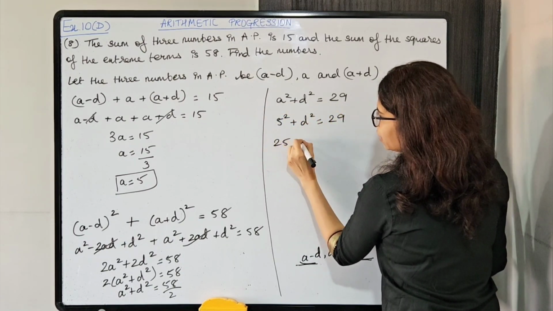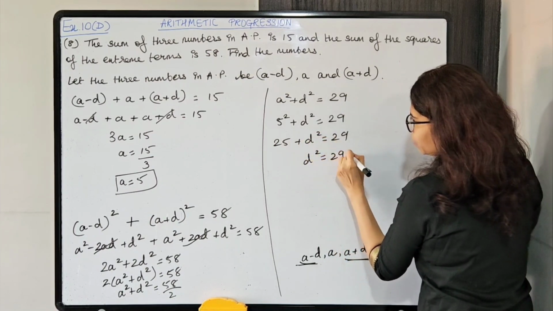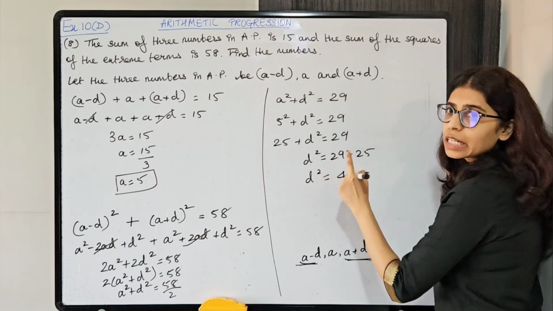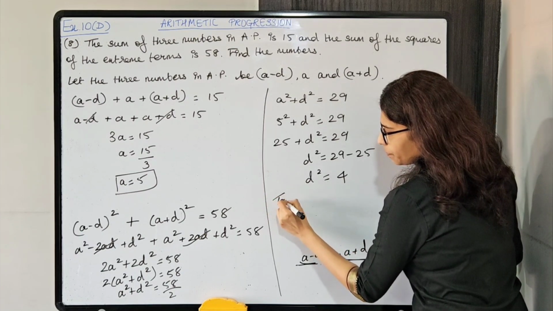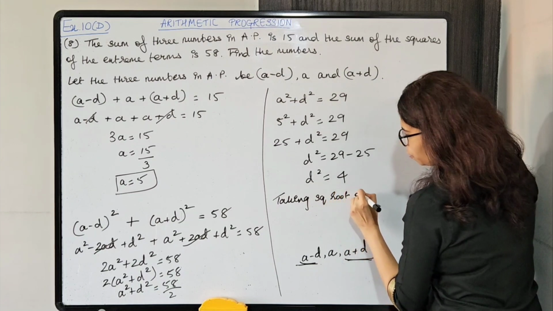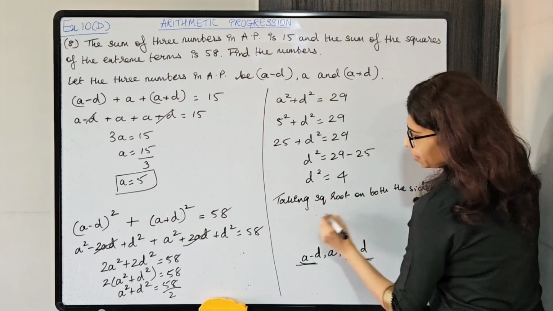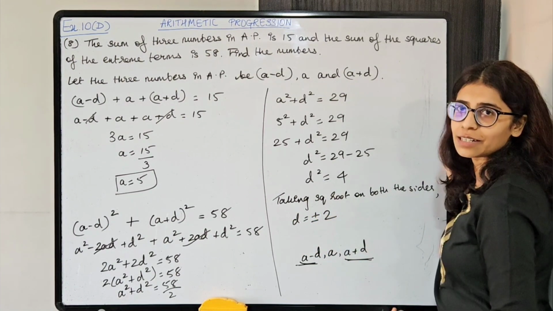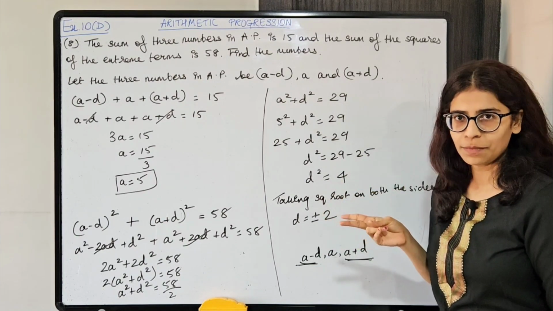So 25 plus D square is 29. That is, D square is 29 minus 25. That gives 4. D का वैल्यू फाइंड आउट करना है. So taking square root on both the sides. What are we going to get? D is equal to plus or minus 2. दो possibilities है. Okay. So we'll consider both the possibilities. We'll get 2 APs.